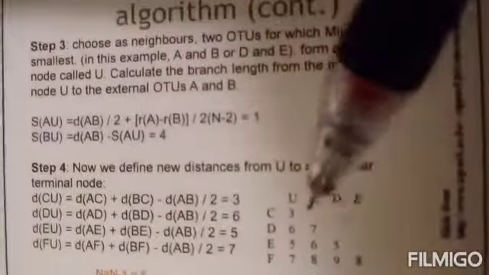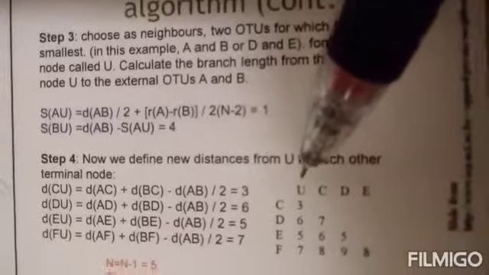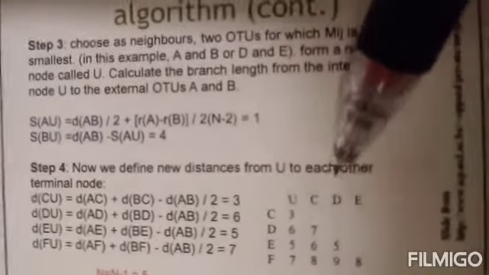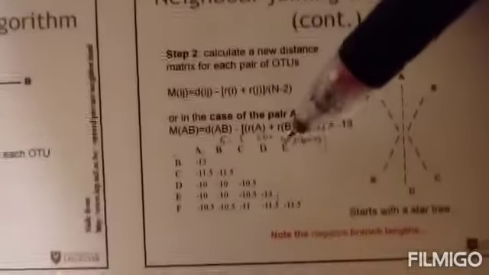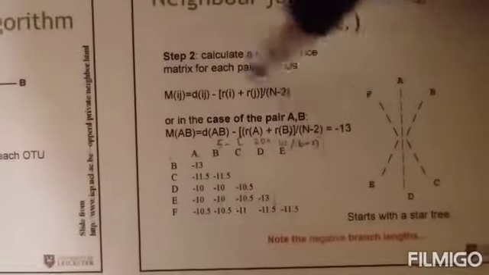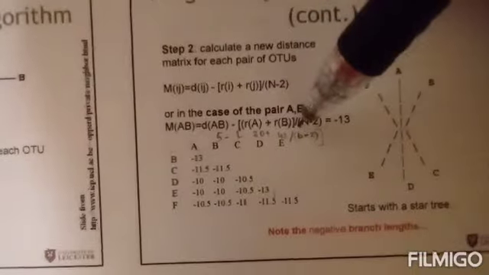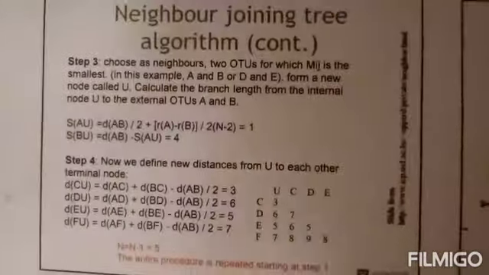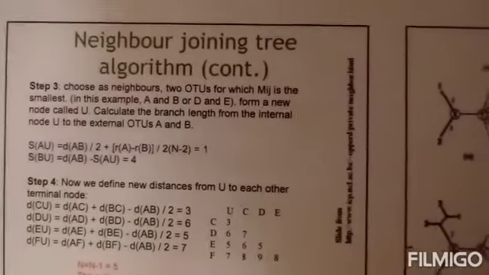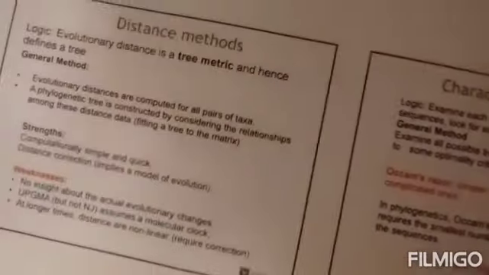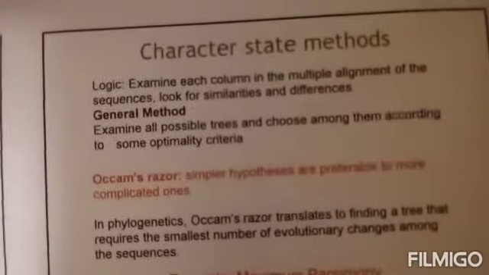Okay, so this A and B is represented as U over here, and from this again the steps begin, that I first need to calculate this step, this matrix needs to be constructed based on this formula, then I would need to construct this matrix, and it happens continuously. That's what will happen. Next, I would like to also say about the character based state method, that is the maximum parsimony, right?